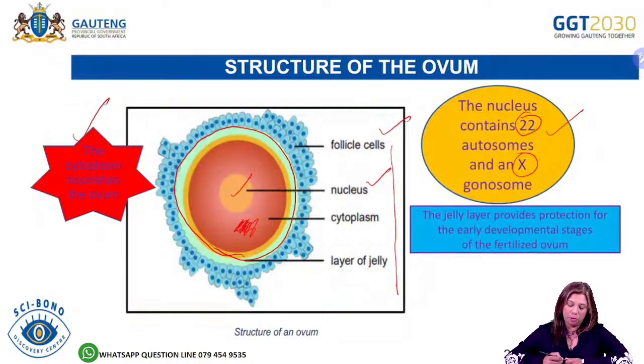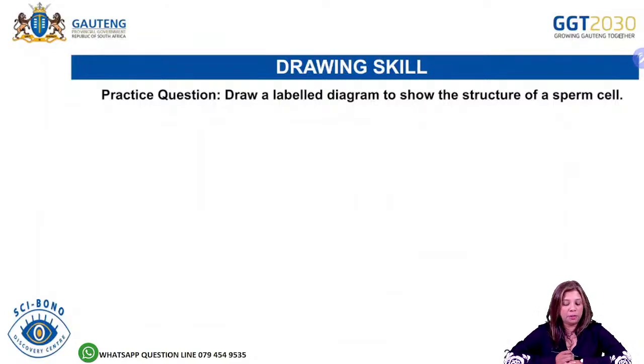But we will talk about that in more detail with the following slides. So, a drawing skill. This is something that you should do when you are studying. Another way to study is to write down your questions on a separate page. For example, this is a practice question: Draw a labeled diagram to show the structure of the sperm cell.